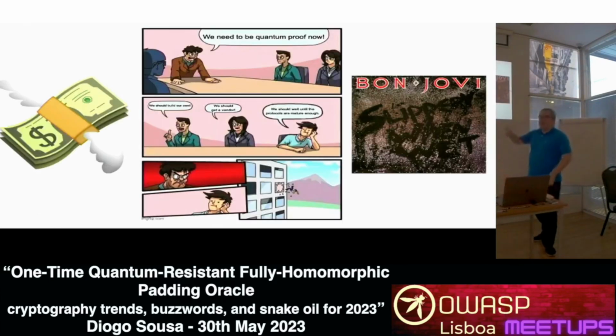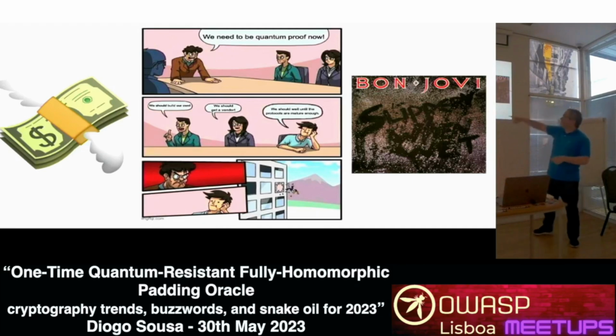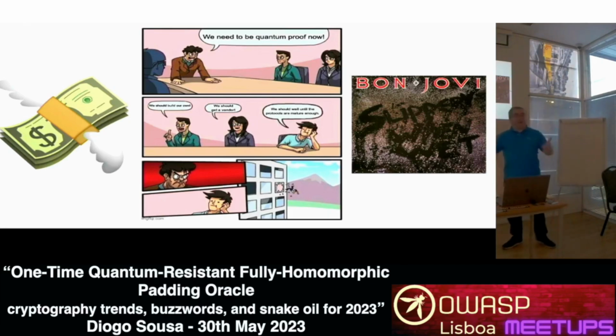So, as you know, this is the usual process where I work, which is basically, this is me. We need to be quantum proof. Somebody says we should build our own, we should get a vendor, and I say we should wait until the protocols are mature enough. And that's me out the window. This is slippery when wet because, well, we're halfway there.